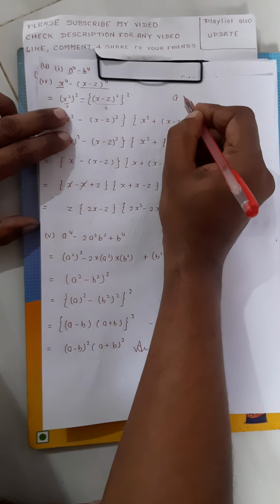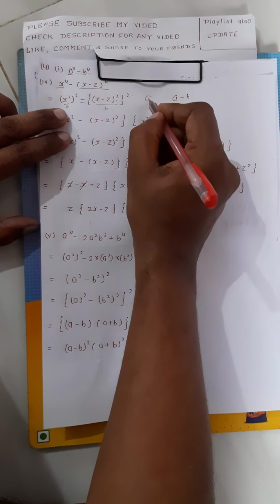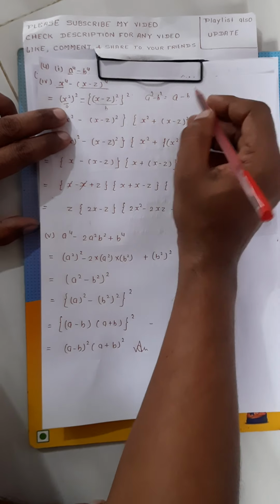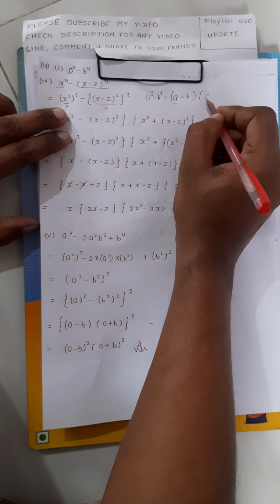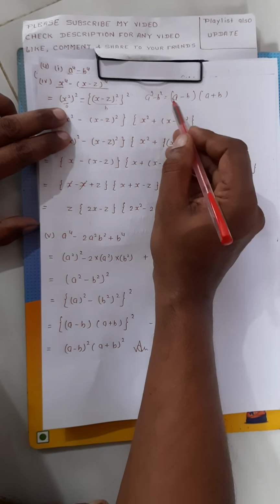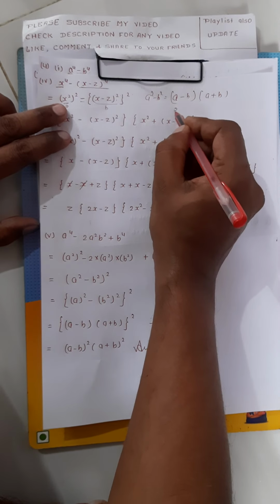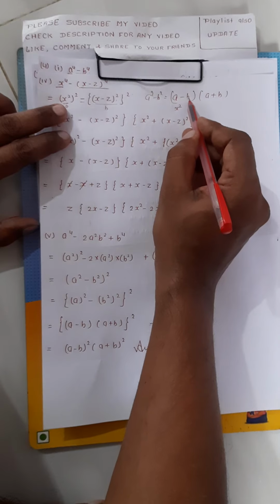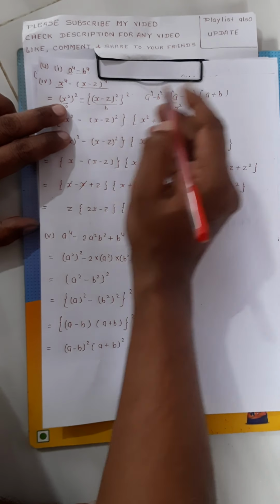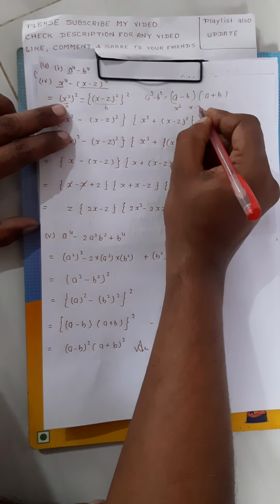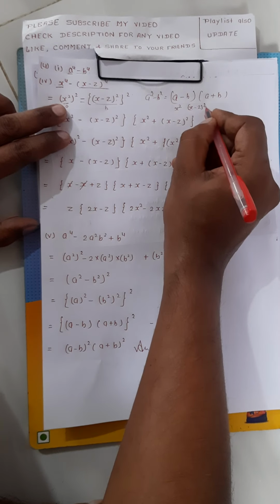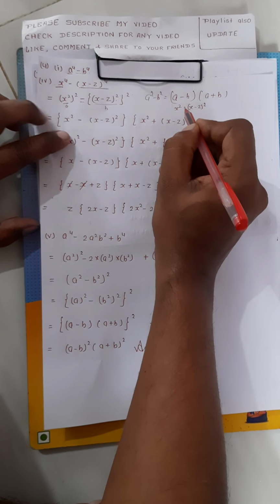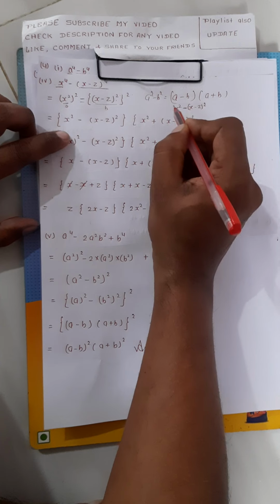Now you write the value of a minus b. For a square minus b square, what will we write? a minus b and a plus b. Okay, here the value of a is x square, so we will write down x square, and the value of b is (x minus z) whole square, so (x minus z) whole square of x minus z. And in between the sign is minus, so we write the minus sign here.